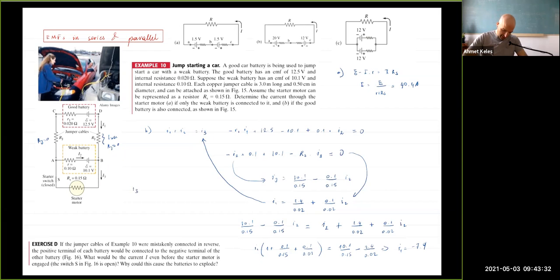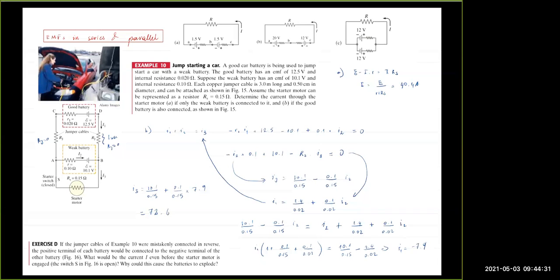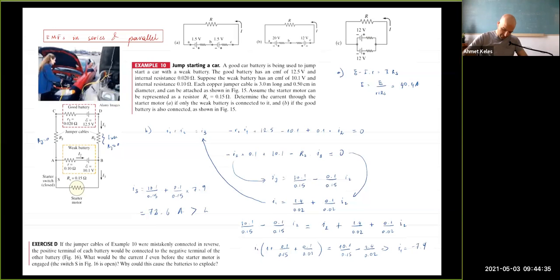So I3 is equal to, where did I find it? I3 is this, okay, 10.1 divided by 0.15 is going to be plus because of 2 minuses, 0.1 divided by 0.15 times 7.9, which is equal to, clear, 10.1 equal to 72. Good. 72.6 amperes, which is obviously larger than 40.4. So you are in good shape.